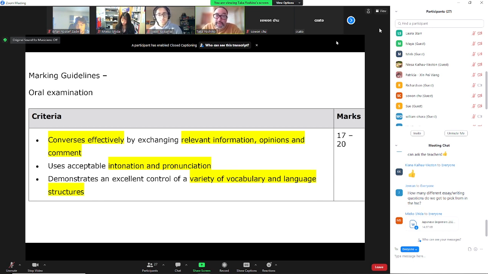Okay, the third point is variety of vocabulary and language structure. So use many different kinds of grammar structure. And if you know a sophisticated way of saying one thing, you tend to get a better mark. So that's variety of vocabulary and language structure.